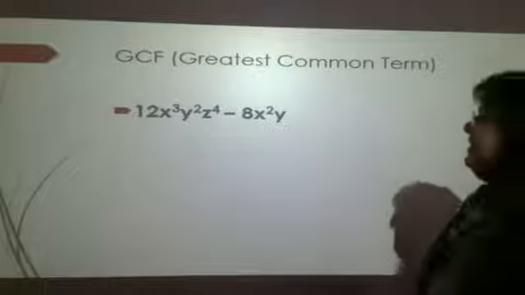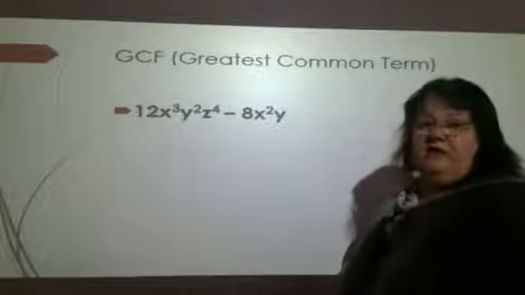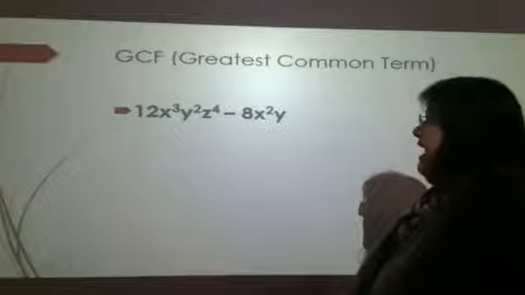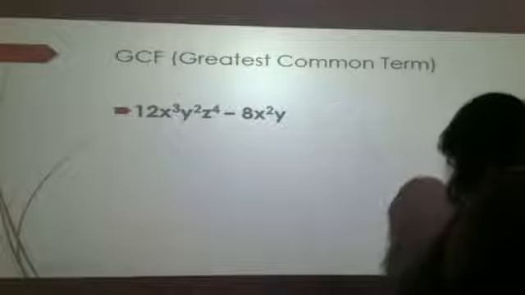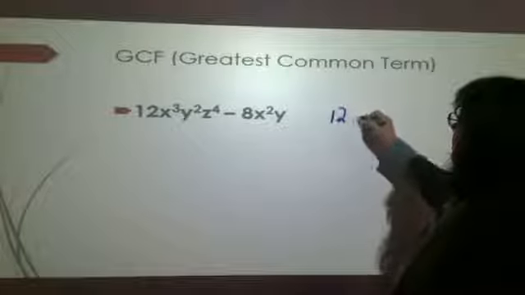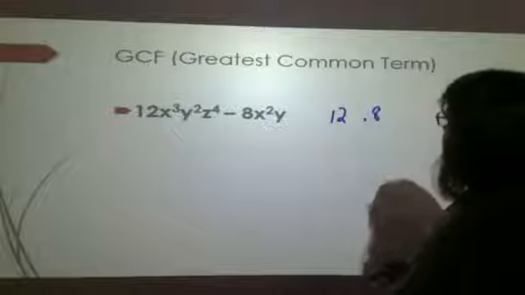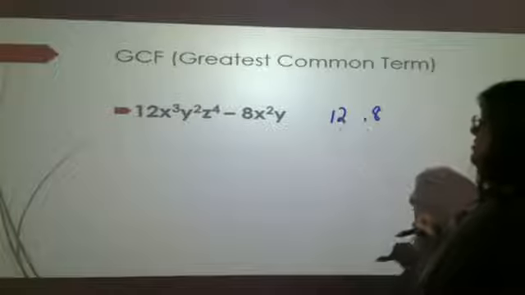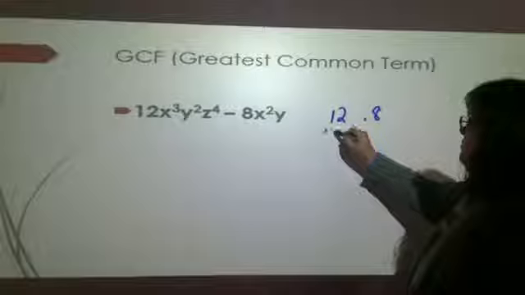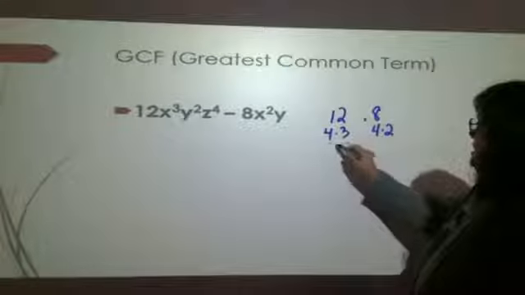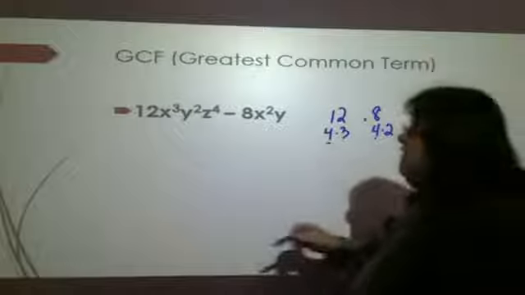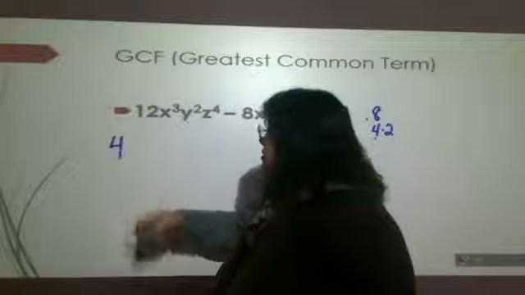The first one is looking to see if there's a greatest common factor. What do they all have? When you look at the numbers 12 and 8, you ask yourself, what number goes into both of those? This is 4 times 3, and this is 4 times 2. Since they both have a 4, 4 is the number we're going to pull to the front.